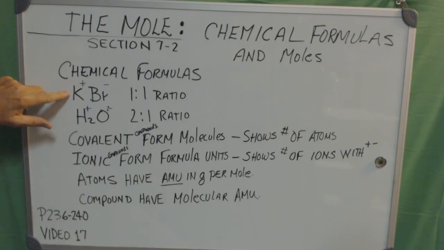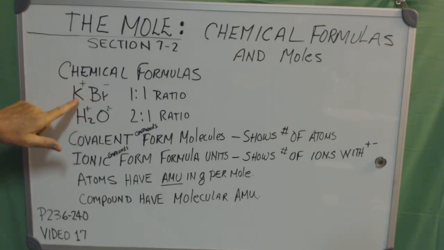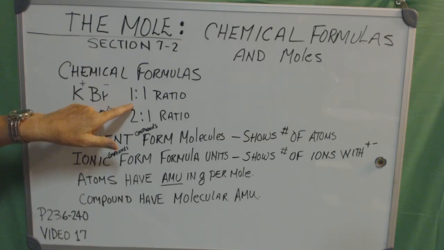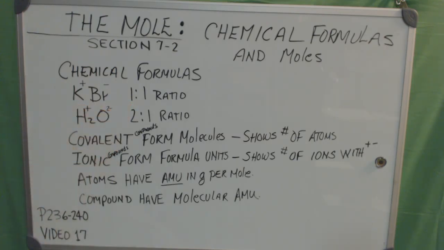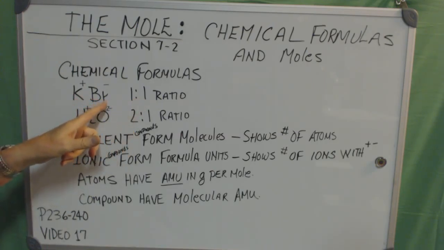And the neat thing, when I look at this chemical formula, I see essentially I have one atom of potassium and one atom of bromide, and I can say that those atoms are in a 1-to-1 ratio. So one atom of K to one atom of bromide.